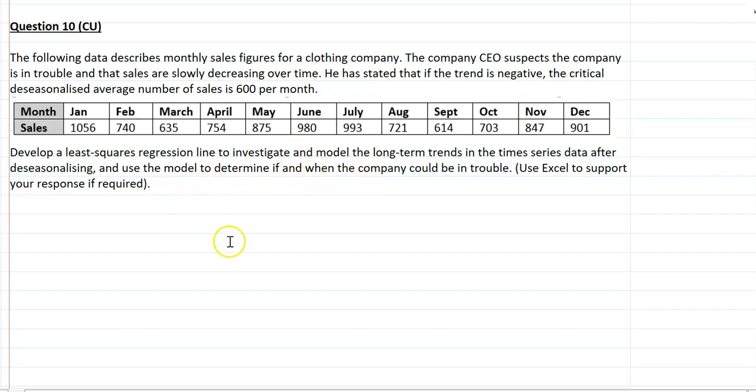You have to develop a least squares regression line to investigate and model the long-term trends in the time series data after deseasonalizing, and use the model to determine if and when the company could be in trouble, and use Excel to support your response. Okay, so it's a complex unfamiliar question. You've got to think about the steps you can take to come up with a conclusion. So have a go, and we'll check in very shortly.